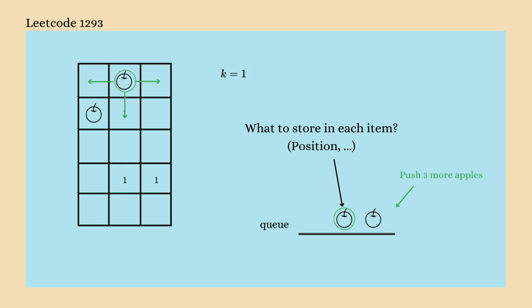Obviously, the position is part of the information we should store because we have to know the position to discuss what are all the possible directions from the corresponding apple. So the question becomes, in addition to the position, what other information should we store? Remember, we have to store something related to k because k is the maximum number of obstacles we can eliminate. I suggest you pause the video and try to think about the answer by yourself.